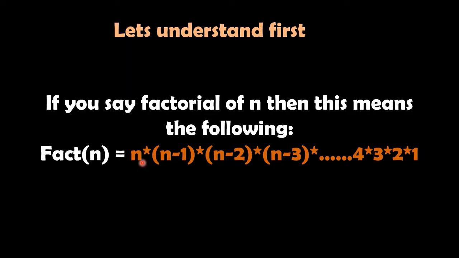You need to find the product of n into n minus 1 into n minus 2 into n minus 3 and so on, up to 4 into 3 into 2 into 1. So you need to find this long product in order to find the factorial of n. This is the formula to find the factorial of n, so keep it in mind, it will be useful in the later part of the video.